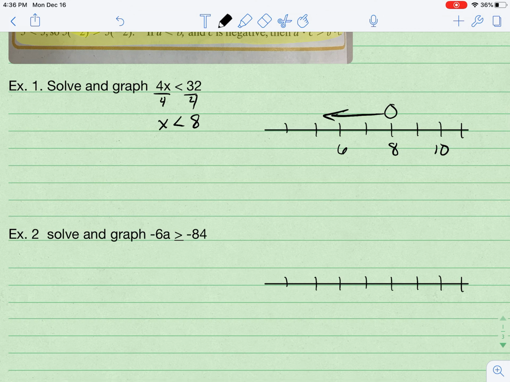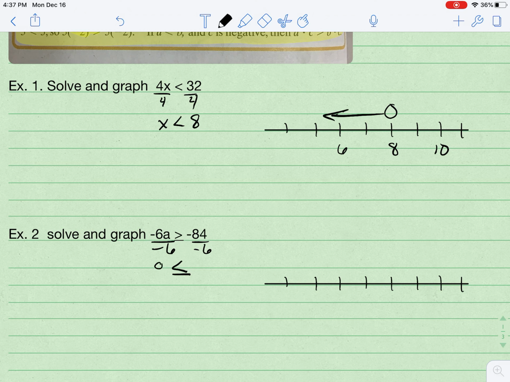Okay. Now we have negative 6a is greater than or equal to negative 84. Okay, so now to get a by itself, we divide by the number we're multiplying the a by. In this case, that is negative 6. So you divide both sides by negative 6. Okay, we're dividing by a negative, so you're going to flip the sign.